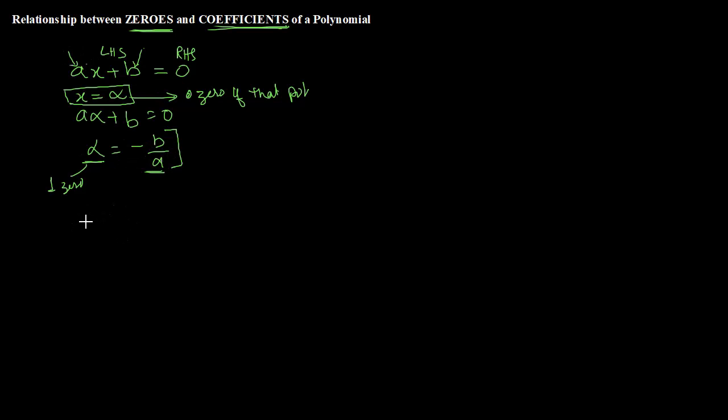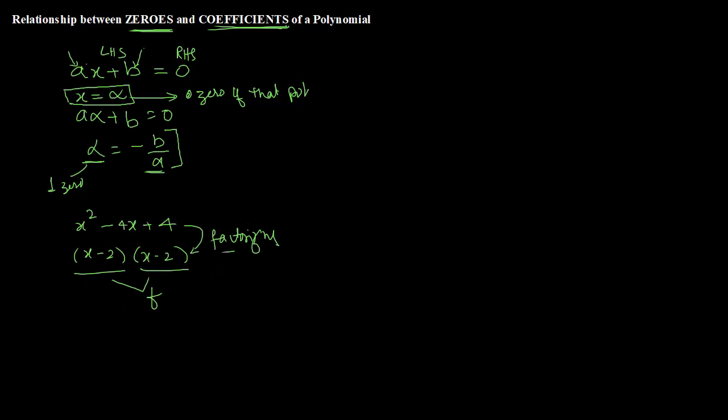Remember, we looked at one of the question examples, x square minus 4x plus 4. This will be x minus 2 and x minus 2. Yeah, that makes sense. So how do I get this? By factorizing. Factorizing, you get that. So what are these two? These two are my factors.